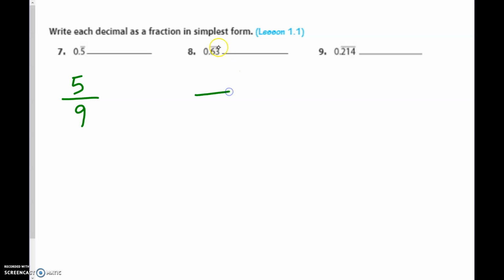Number 8, because it's repeating, we have the digit 9 on the bottom, and 6 and 3 are repeating, so 2 digits. So I'm going to put 2 nines on the bottom, and then I have a 63 on top. So I'm going to divide by 9 over 9. 63 divided by 9 is 7, and 99 divided by 9 is 11. So we have the fraction 7 over 11.